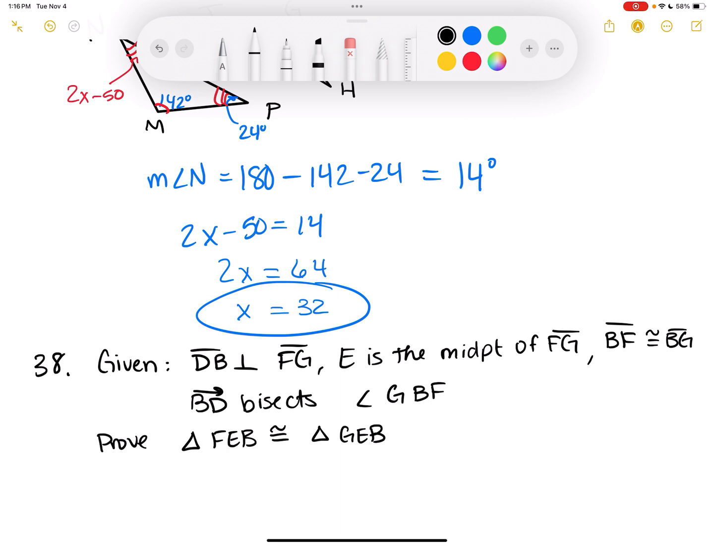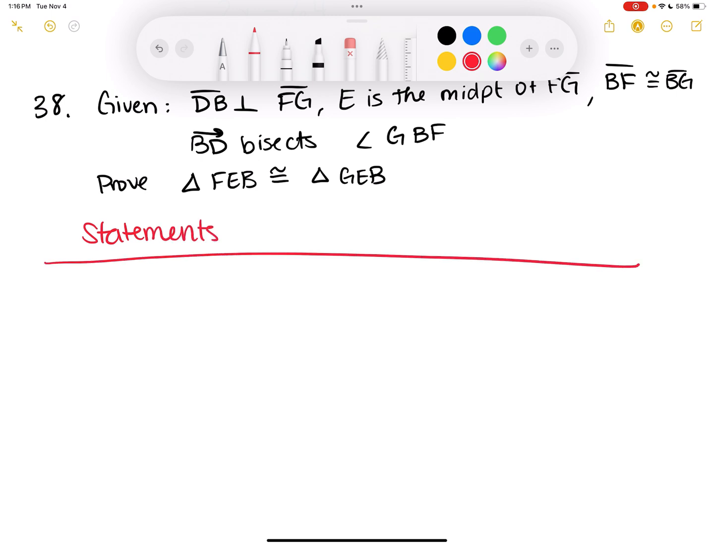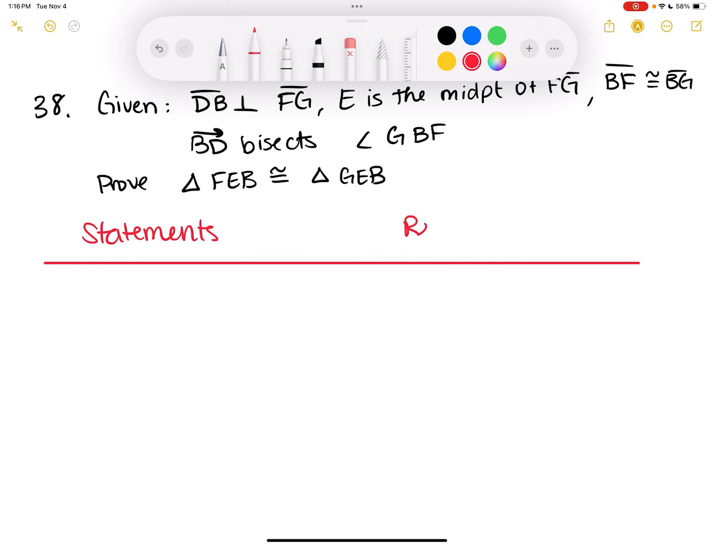So we're going to set up our proof. And this is a little bit of a longer one. All right, so basically my first step obviously is the given. Essentially, you just need to rewrite all of these things in the given spot. So I'm gonna do that first.